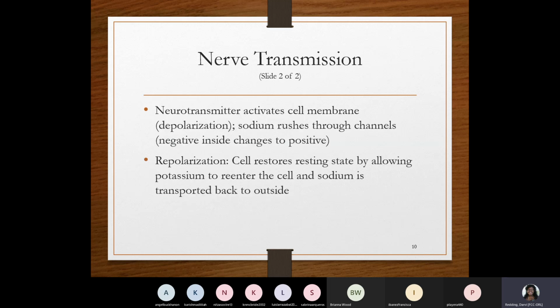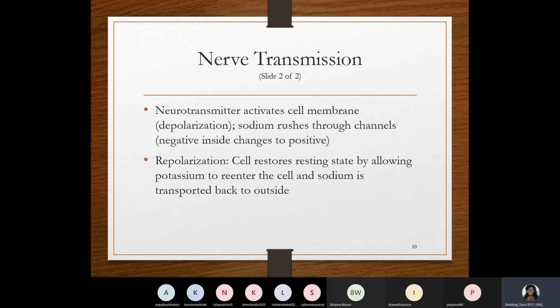Inside of the polarized, or resting state, you also have a positive charge outside of the sodium. So one of the stages of the nerve transmission, we've talked about the polarized. Next, we'll learn about the depolarization, and that's where the neurotransmitter activates the cell membrane, and that happens by having the sodium rush through the channels, where the negative inside changes to positive.